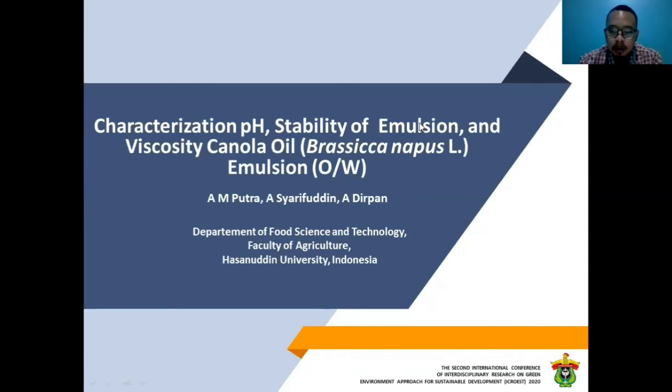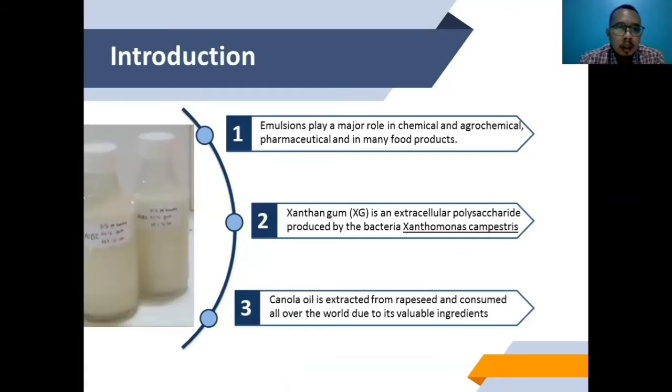Okay, let's start. Introduction. Emulsions play a major role in chemical and agrochemical, pharmaceutical, and many food products because of the request for reduced energy food. Emulsions with an inner phase that partly replaces the fat are increasingly used in, for example, filling, dressing, sauce, and dessert. Emulsions are compounds of two immiscible fluids, with one being finely dispersed in the other.